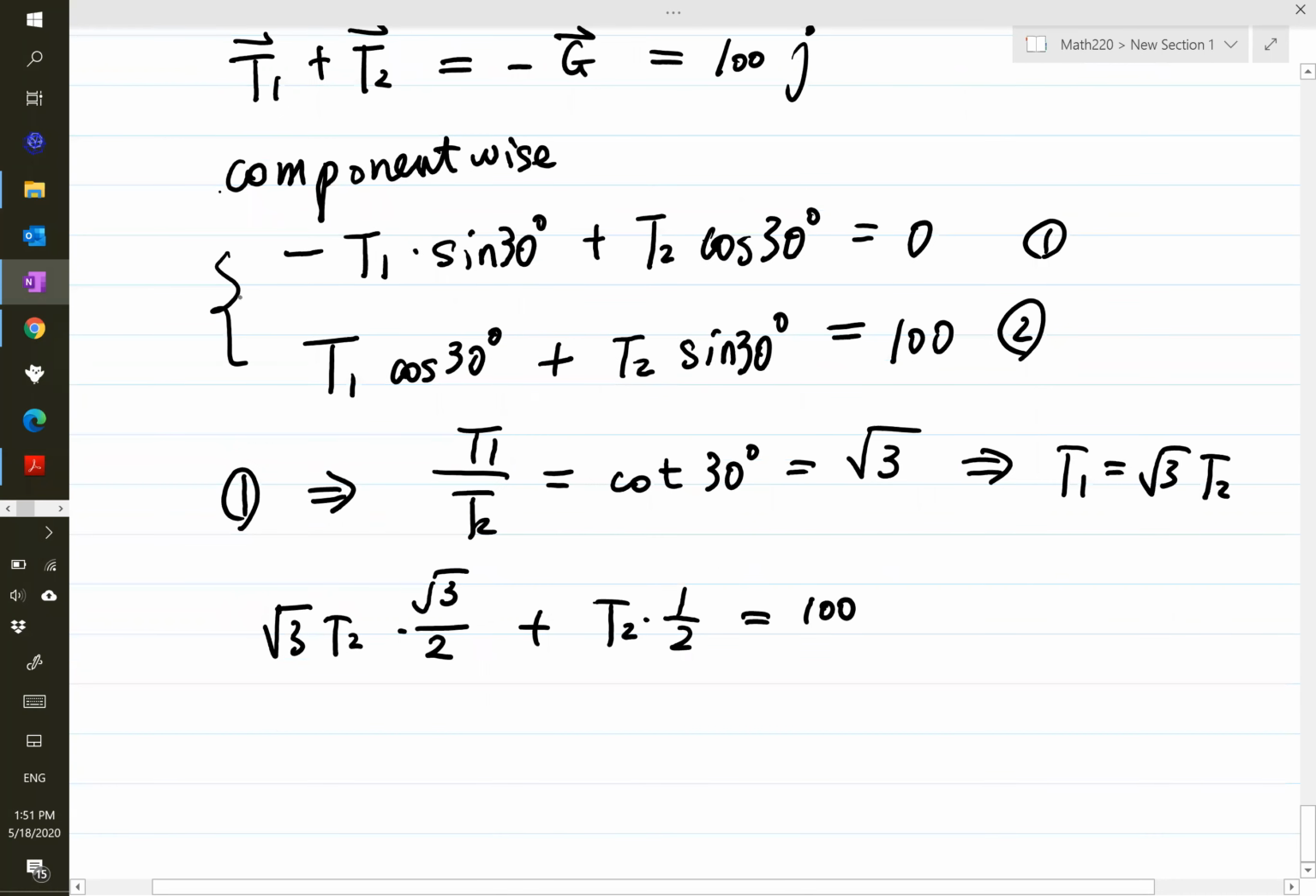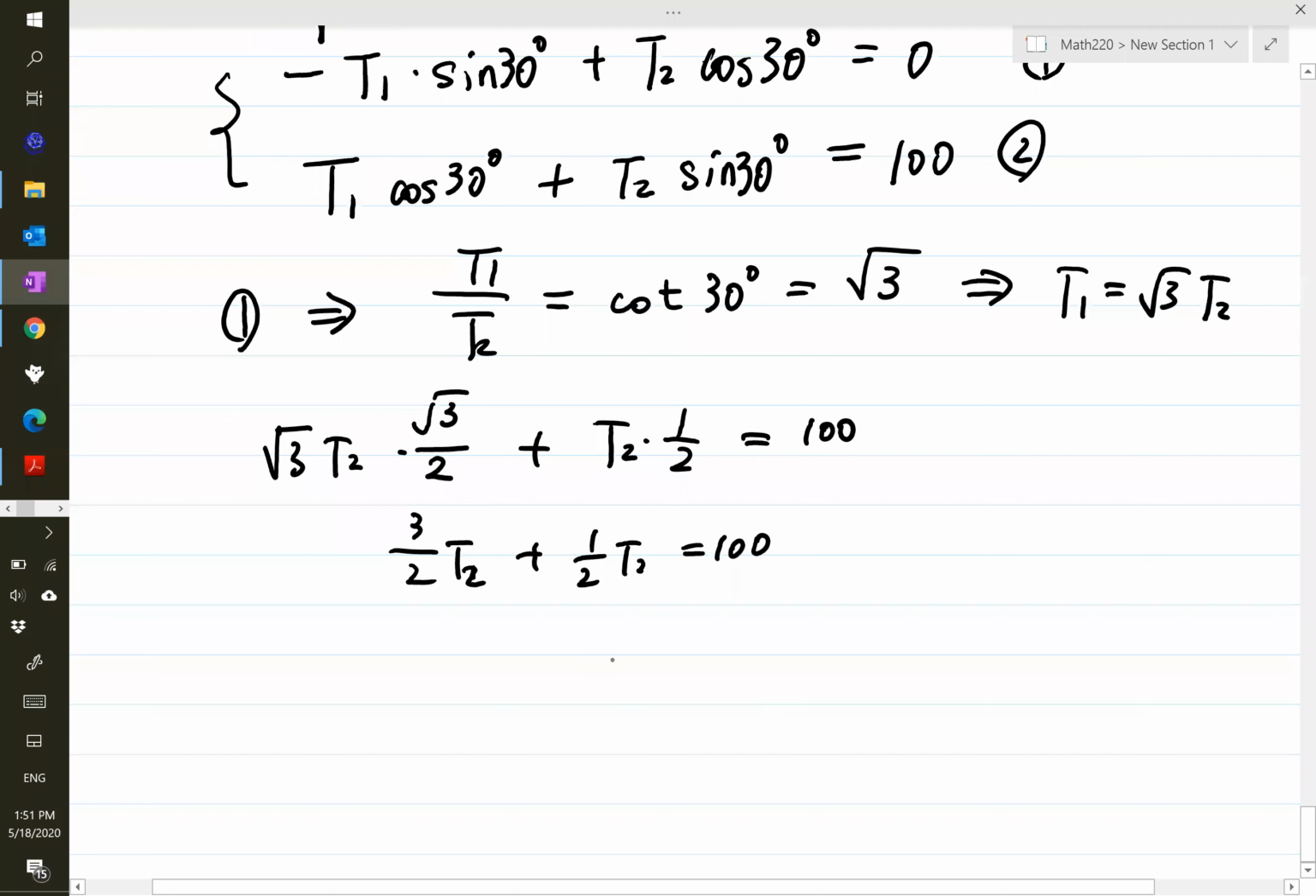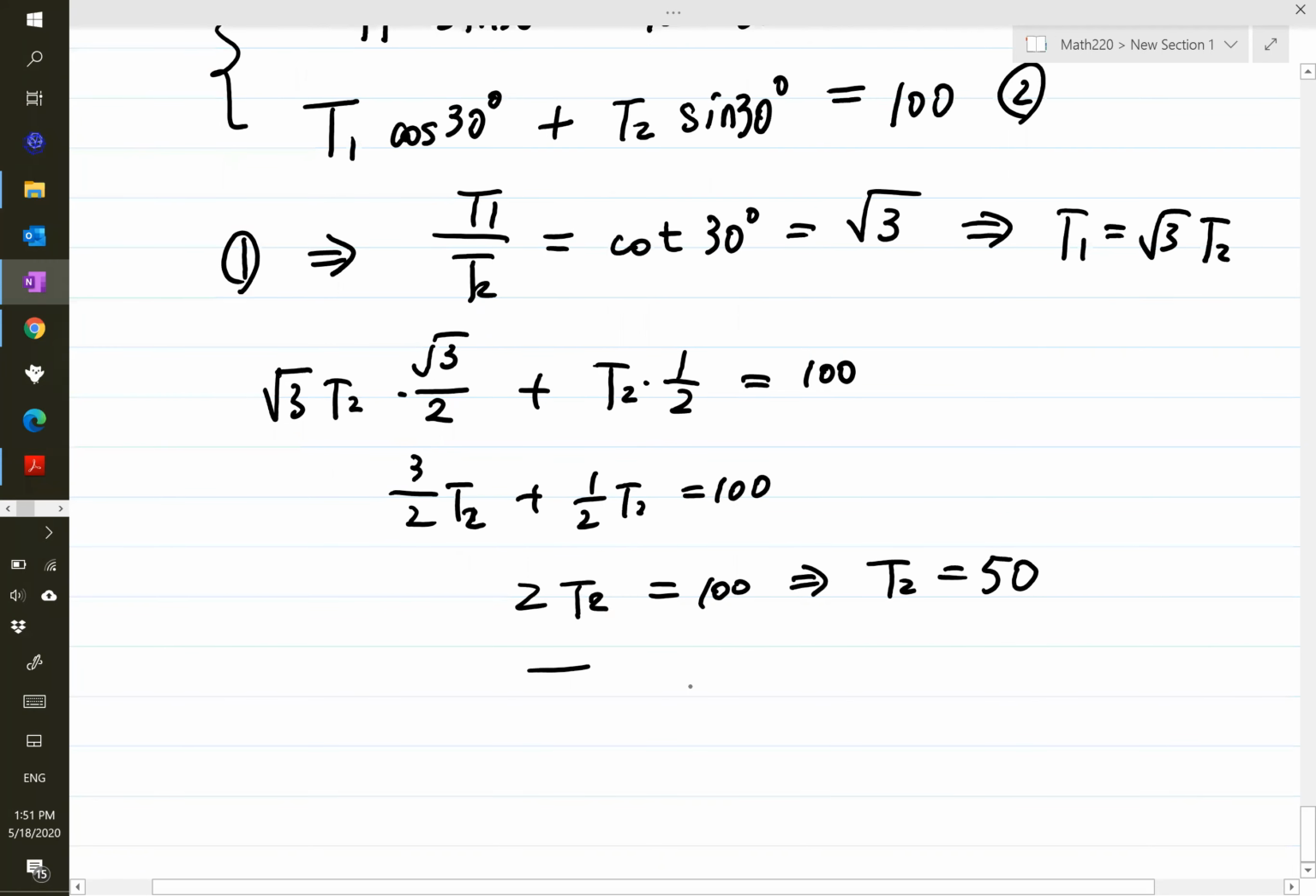So the first one is 3 over 2 T2 plus 1/2 T2 is 100. So we get twice T2 is 100, so T2 is 50. Now T1 is square root 3 times T2, which is 50 times root 3. Now the unit is pound.